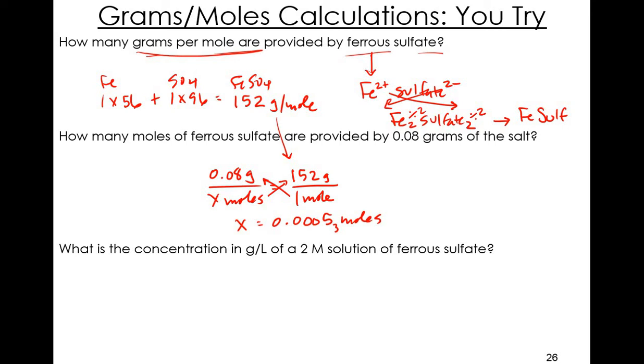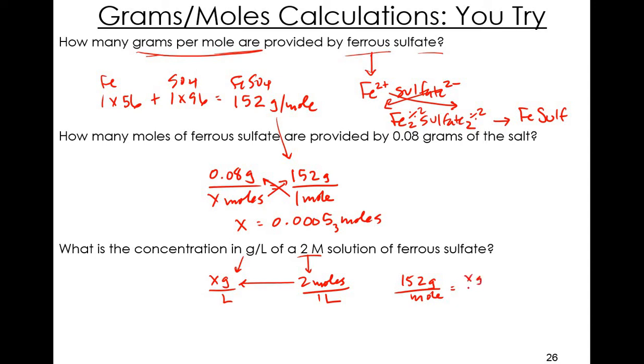All right, on the next one, what is the concentration in grams per liter of a 2 molar solution of ferrous sulfate? So we're kind of going backwards from the example problems on a couple of these. A 2 molar solution is 2 moles per 1 liter. And we want to know the concentration in grams per liter. And so really we just have to, we're already in liter, so we have to figure out how many grams are 2 moles of ferrous sulfate. And we can once again solve that using the molecular weight. So 152 grams per mole.